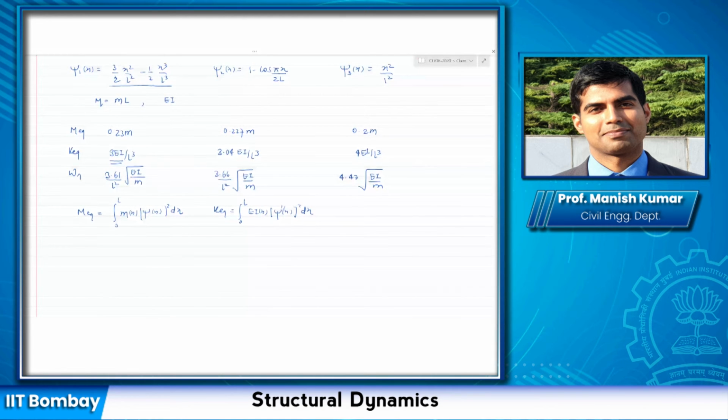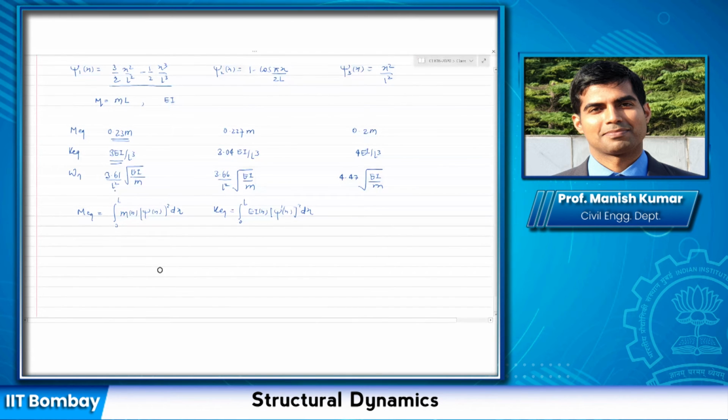Remember, when we apply a point load at the top of a cantilever beam, the equivalent stiffness we said was 3EI by L cube, which is the same even if I assume the shape function and derive it. However, the mass here is now 0.23 m. It is not m by 2. And look at the frequency, accordingly we have calculated this.